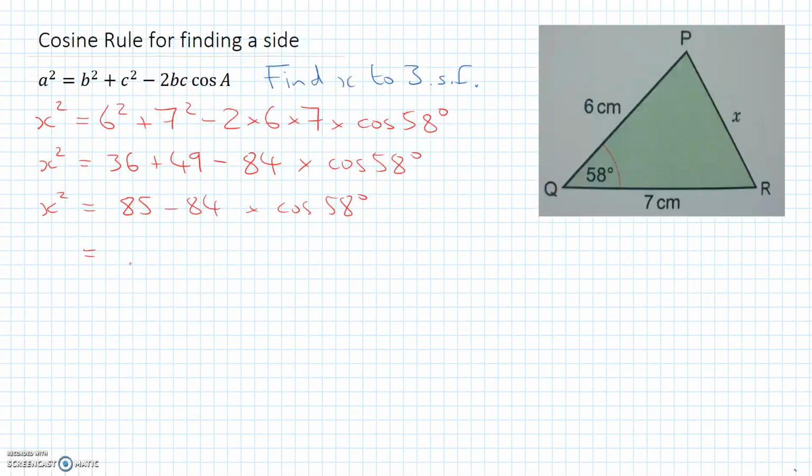In other words, x squared is just 1 times the cosine of 58. So x squared is equal to the cosine of 58. Okay, can't do that one in our heads, so calculator time.